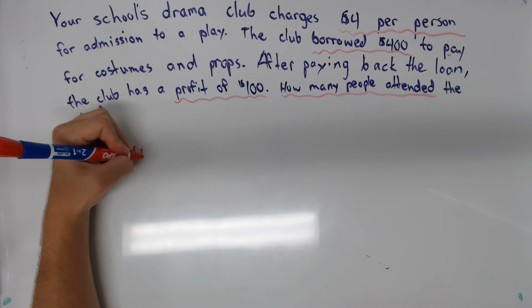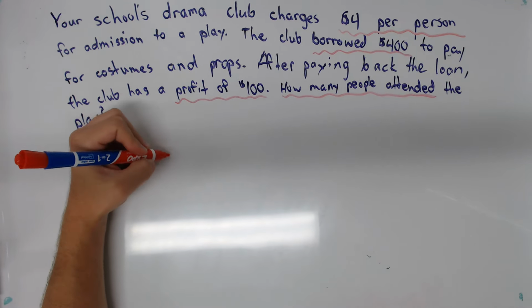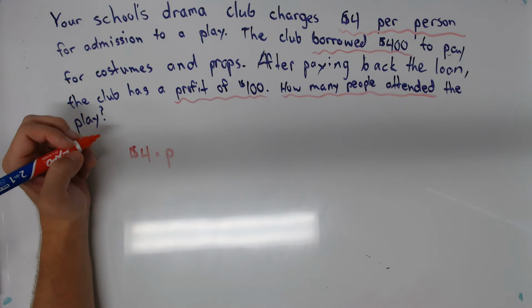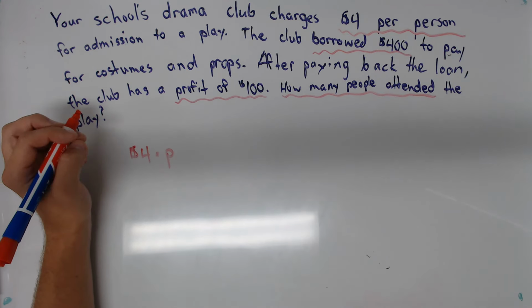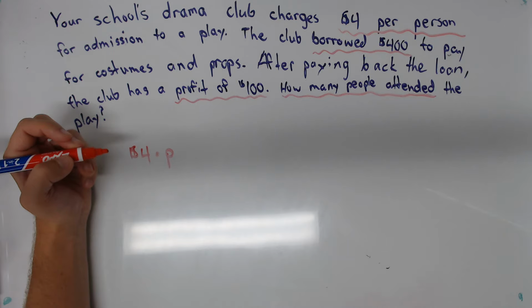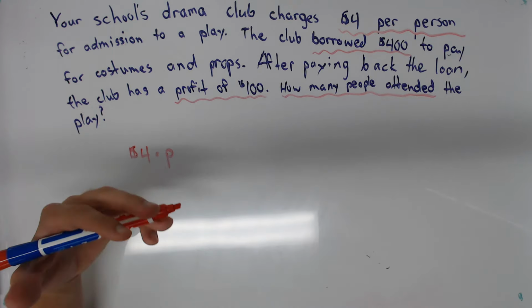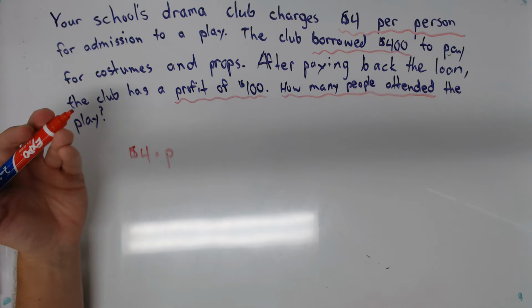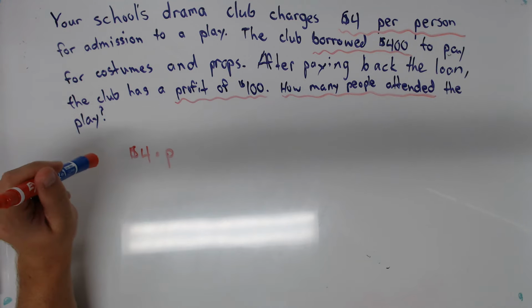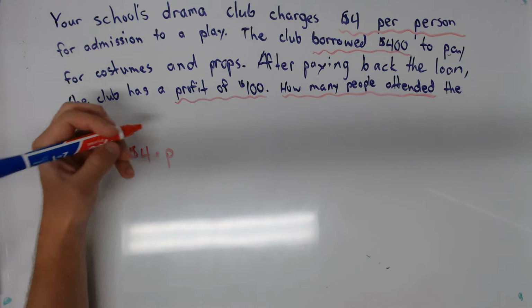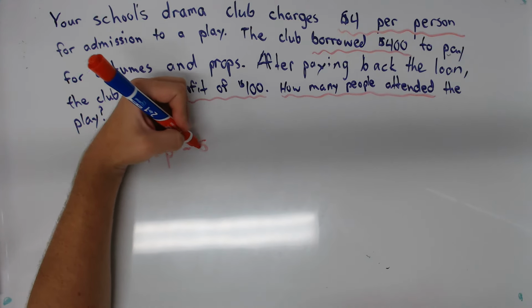So $4 times the number of people that attended. We're going to say P means people. That should be how much money we brought in. All right. Now we had to pay back a loan. So if we're paying back a loan, is that money we're getting or money we're spending? That's money we're spending. So we have to think if that's going to add or subtract from the money we're bringing in from those ticket sales. So that's money we're subtracting.